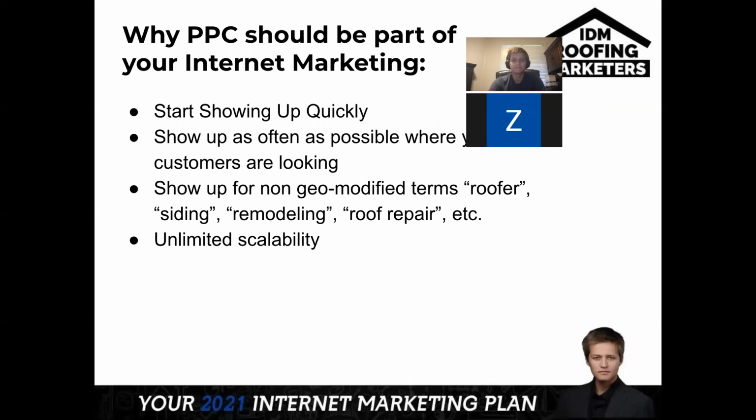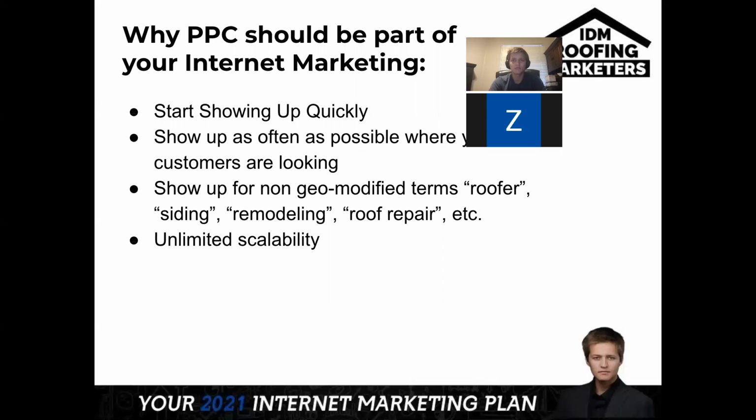So show up as often as possible where your customers are looking. This comes down to location targeting. The thing about Google Ads is you can target wherever you'd like to. So if you want to service a certain city, but a certain nearby city is outside of your service area, you can exclude that from the search as well. So really just targeting down to who your ideal consumer is. That's what Google Ads is built for. So moving on to the next bullet point, show up for geo-modified terms: roofer, siding, remodeling, roof repair, etc.